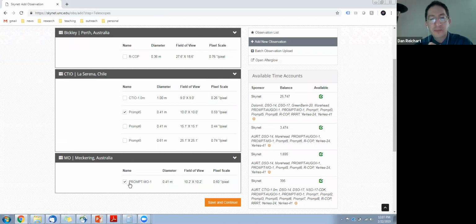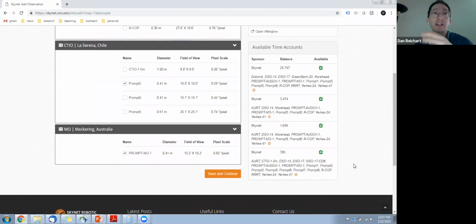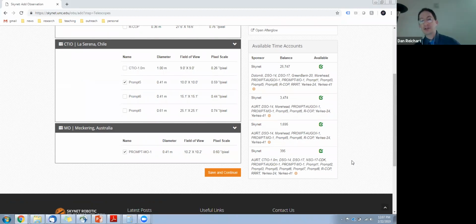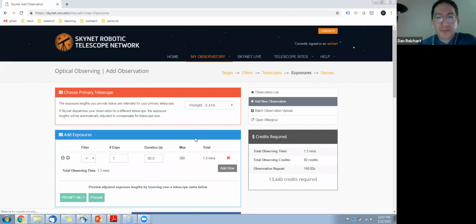Again, Prompt 5 and Prompt MO are the good Southern Hemisphere telescopes, at least this semester. Things may come and go. Particularly once we move to Afterglow 2.0 and we can add our telescopes with the larger format cameras, you'll see a number of other options pop up. Anyway, we'll save this, Prompt 5 and Prompt MO, and our reference scope is Prompt 5. And the lab, going through the instructions, it says put in one 80-second exposure, which the Prompt MO is 120 seconds.